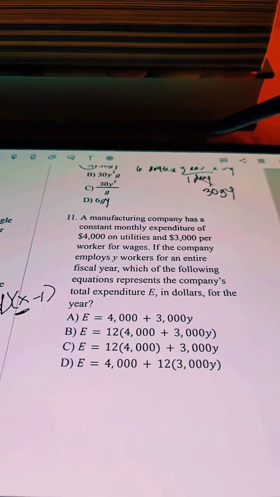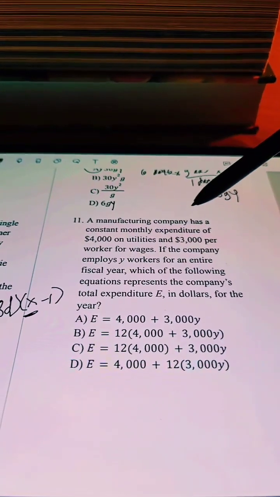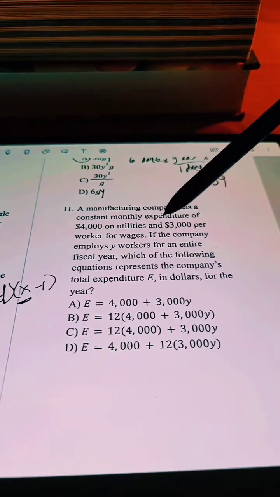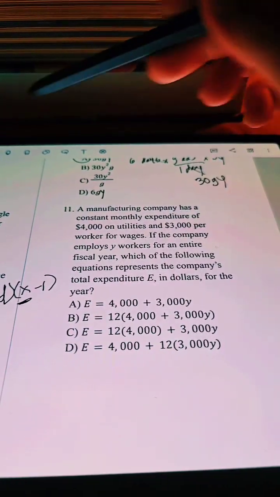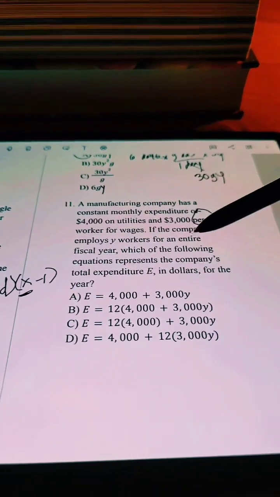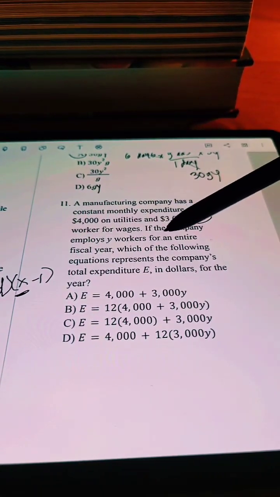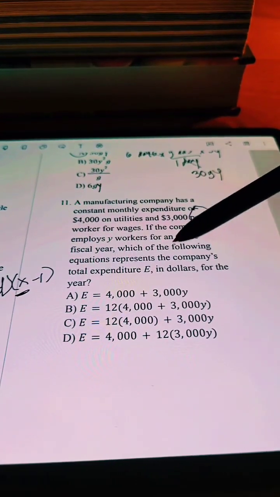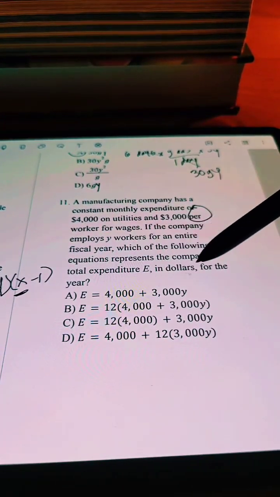So let's go and do number 11 now. A manufacturing company has a constant monthly expenditure of $4,000 on utilities and $3,000 per worker for wages. If the company employs Y workers for an entire fiscal year, which of the following equations represents the company's total expenditure E in dollars for the year?